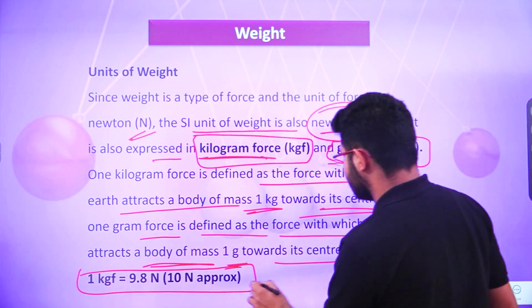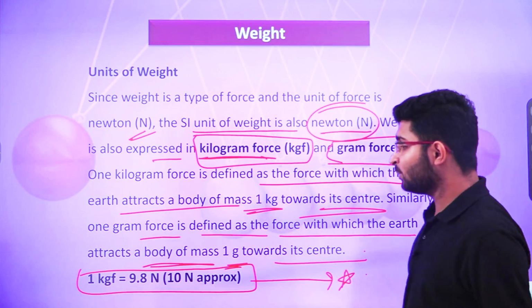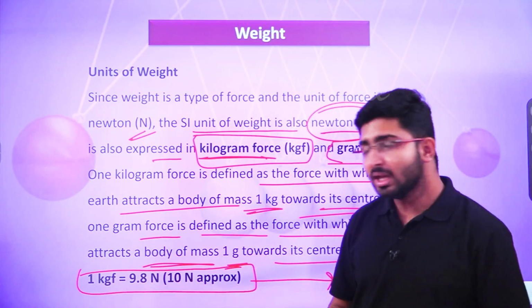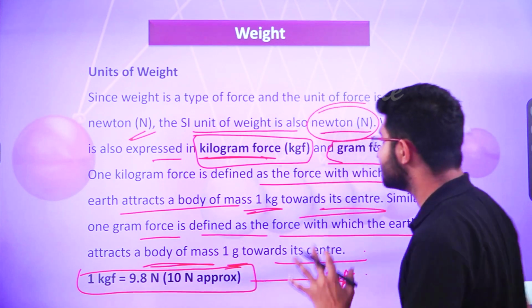1 kgf will be equal to what? 9.8 Newton. This is a very important expression. So 1 kgf is 9.8 Newton, which is approximately 10 Newton. I hope this is clear to you. You can take a screenshot of this.